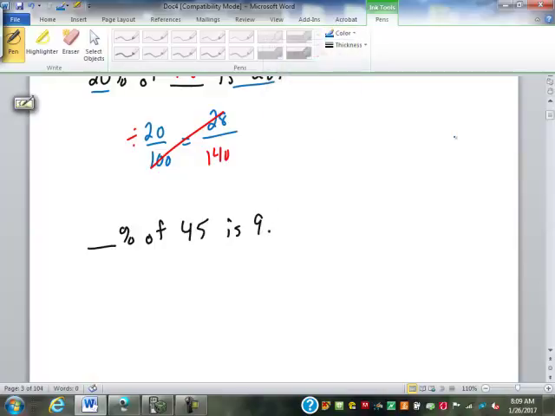How about this one? Go ahead and yell it out when you got it. 20. So we're missing the percent, so it's blank over 100. Blank percent is 9, so the 9 goes with the blank, of 45 is out of 45. Cross multiply. 100 times 9 divided by 45 does give us 20. That's 20%.